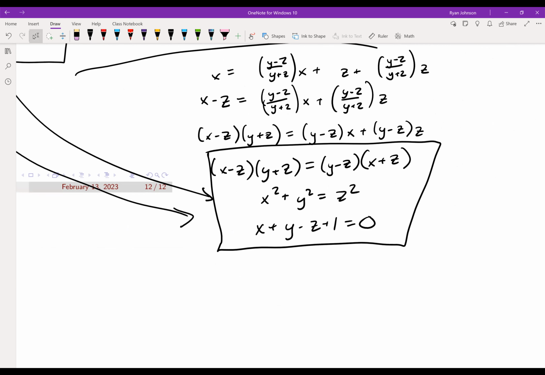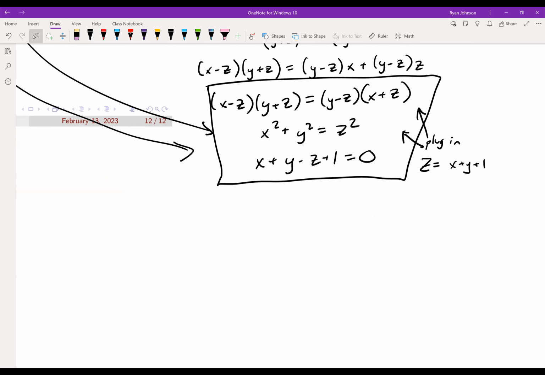I would probably go with my easiest equation and then use it to go down a variable. So for instance, if I were to solve for z here, z equals x plus y plus 1, right? Then I can plug that in there, and I'll get 2 equations with 2 unknowns.